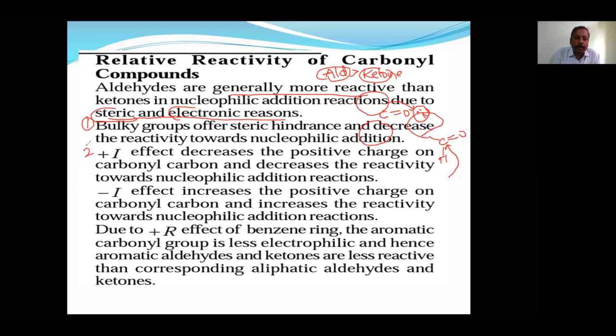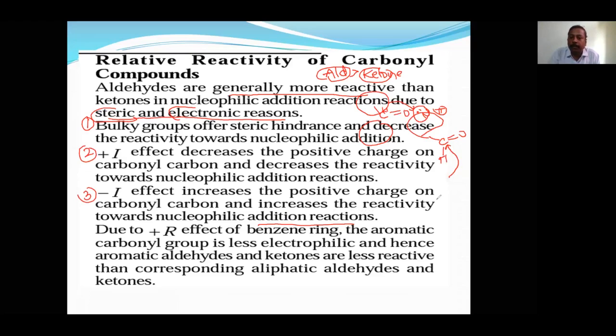Second, less I effect decreases the positive charge on the carbon. Actually, the nucleophile is coming to this carbon because of its positive charge, but they are already giving electrons, so the positive charge will be less. Then third, minus I effect increases the positive charge on carbonyl, hence increases the reactivity. Suppose in the ketone also a minus I group is there, that time it will improve. Those examples we will do it. Don't worry, for the competition point of view also.